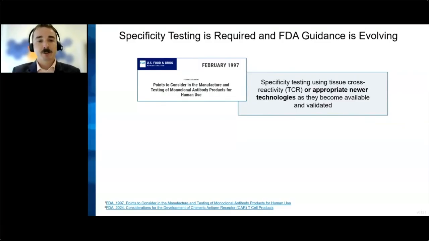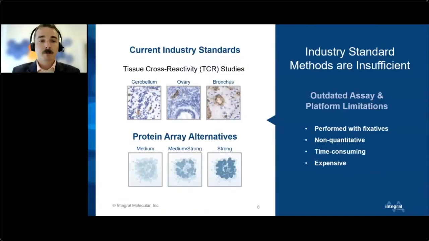In 1997, the FDA published the points to consider in manufacturing and testing of monoclonal antibody products for human use. In that publication, they really state that specificity testing should use tissue cross-reactivity, TCR, or appropriate newer technologies as they become validated. If we take a closer look at what TCR really entails, TCR studies are often conducted with immunohistochemistry or immunofluorescence assays using human tissue.